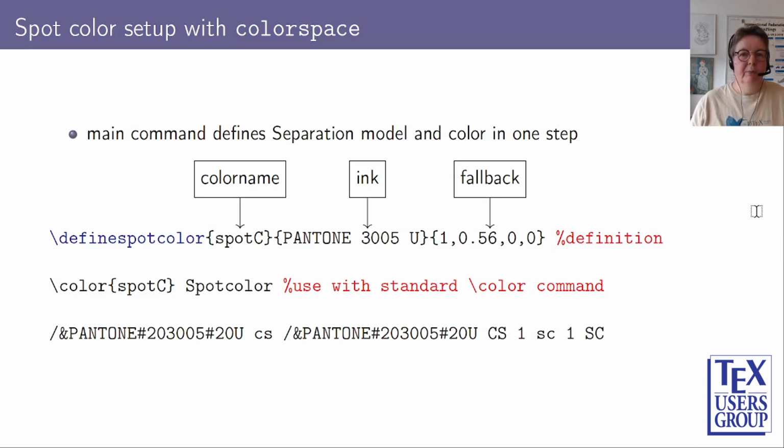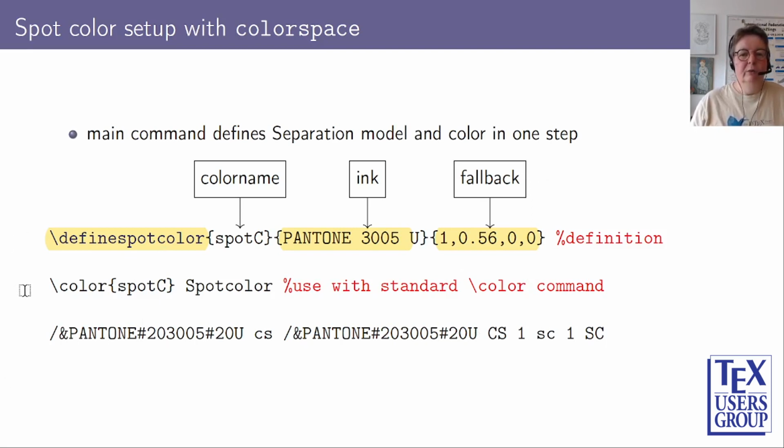With the colorspace package, setting up a spot color is quite similar. It's a bit shorter. The main command defines the separation model, or the spot color model, in one step with a defined spot color command, which takes the color name, and the color model names in one, and the ink, and the last argument is the fallback value that you need.